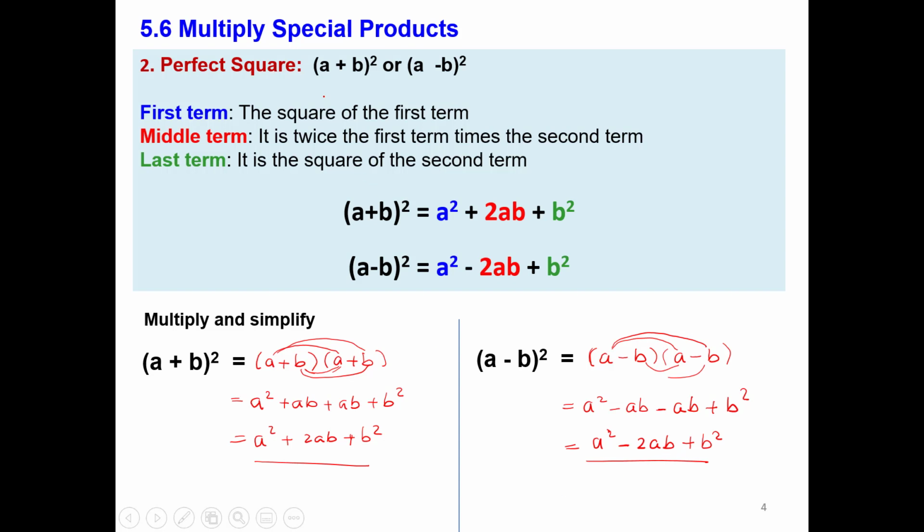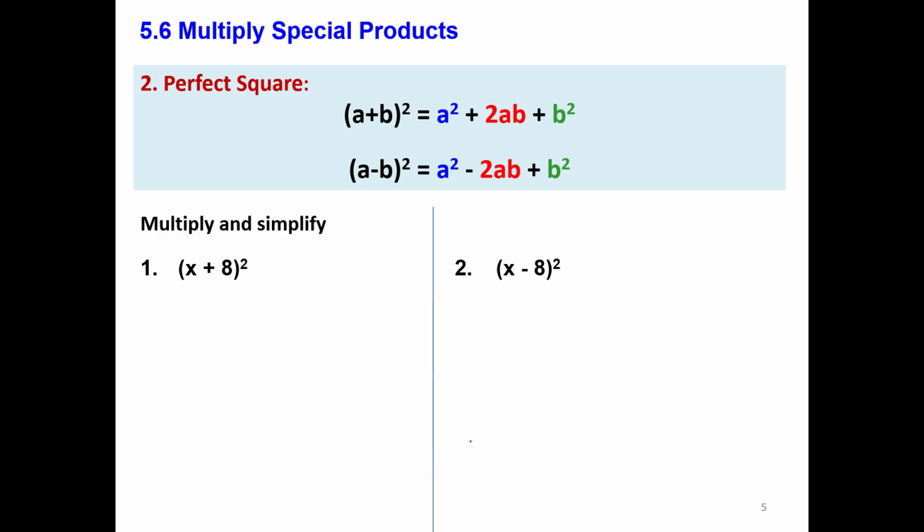Then, if we have a perfect square like this one, how can we solve it? We can say the square of the first term. If it's positive, it will be plus twice the first term times the second term, plus the square of the second term. If this is negative, we just change the first sign, as this is the only thing we have to do. The other parts are the same. And let's try to apply this rule to solve some perfect squares without multiplying, without applying the FOIL method to get the answer. And then we have these two problems, and let's apply the perfect square rule.